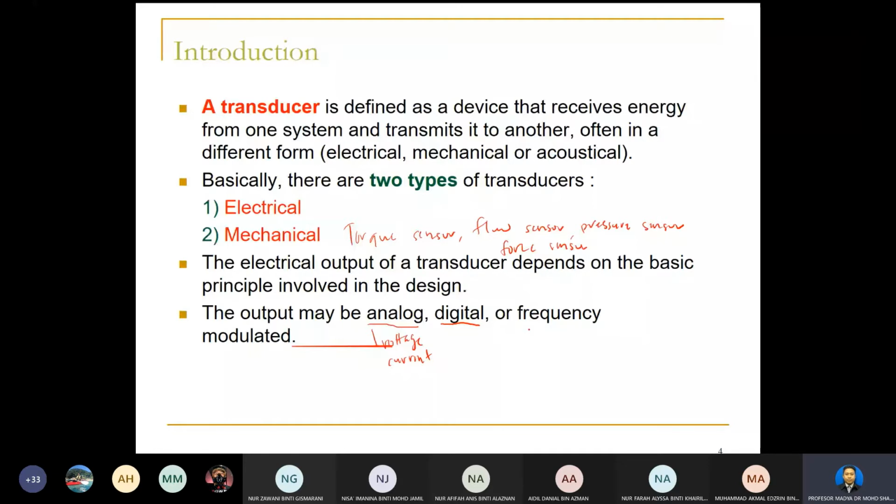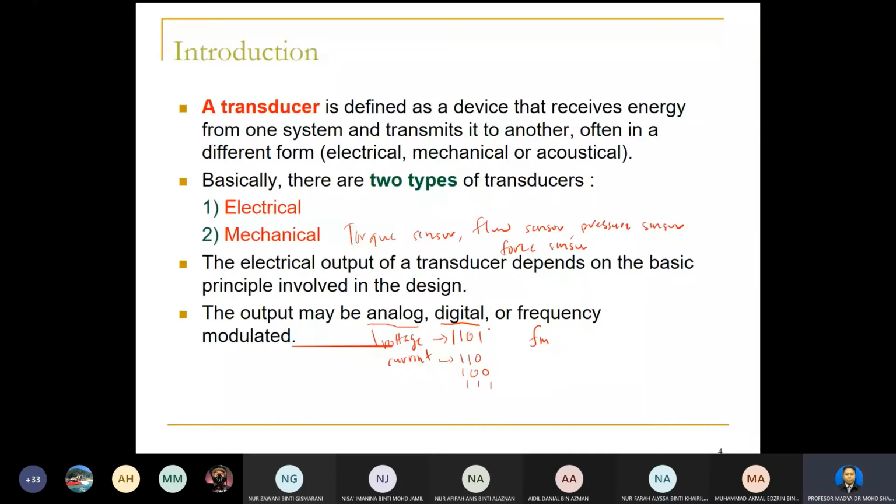Another one is frequency modulated, the FM, frequency modulation. So these are some outputs for the electrical transducer. Most sensors nowadays use digital output, something like this: 11001. This is just an example, maybe 110, 100, 111. This is what we call digital.